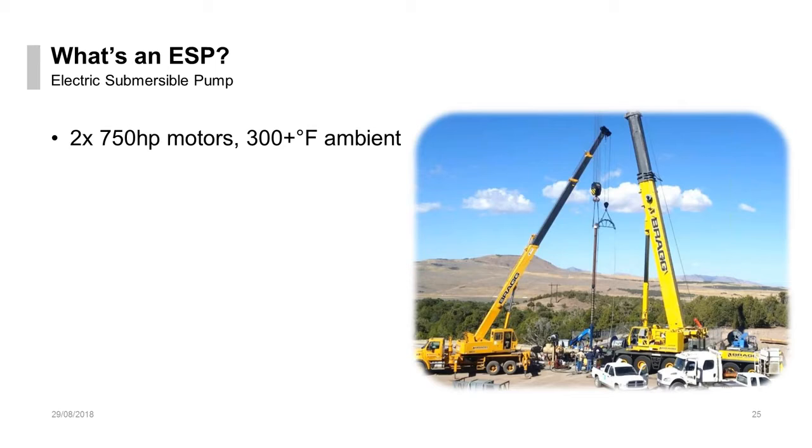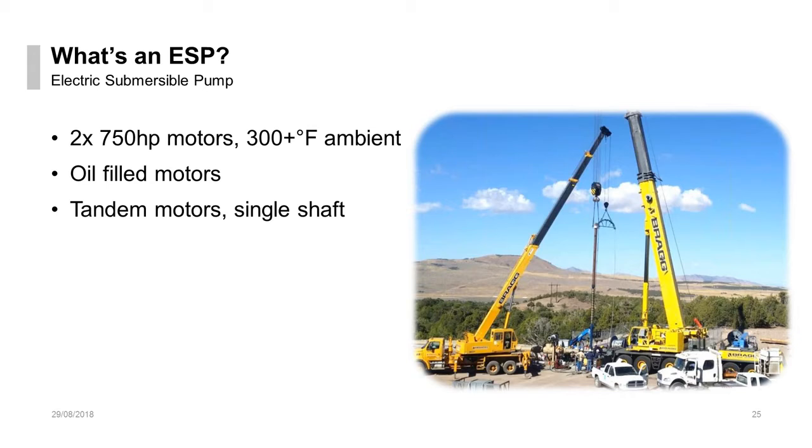It's probably one of the most unusual motors that some of you have ever seen. In our case, there's two 750 horsepower motors. They're connected in series, and they operate in a 300-degree or higher ambient condition because they're a quarter mile underground, hanging on a pipe. As I said before, these are oil-filled motors, and we call them tandems. So they share a single shaft to drive a pump to be able to lift fluids from underground in our geothermal reservoir to the surface so we can use it in our binary cycle geothermal process.